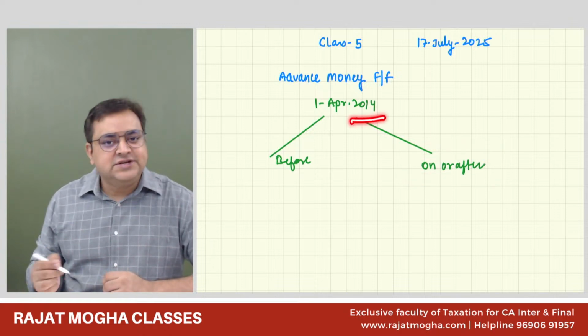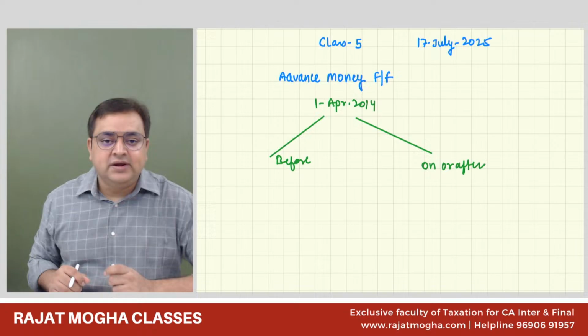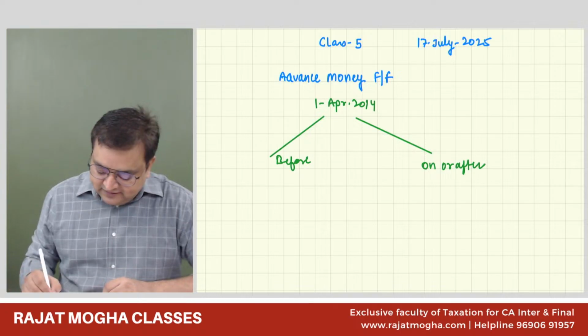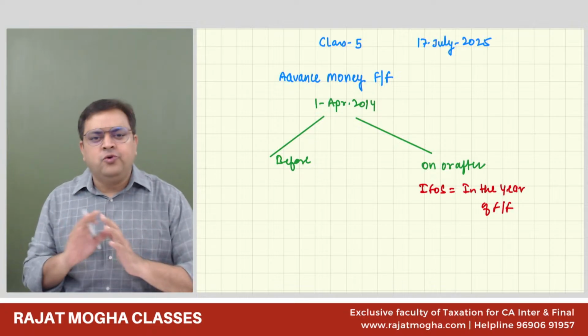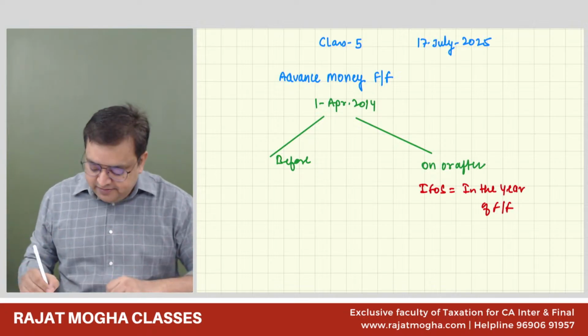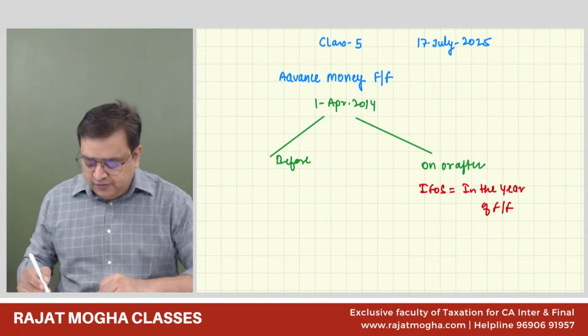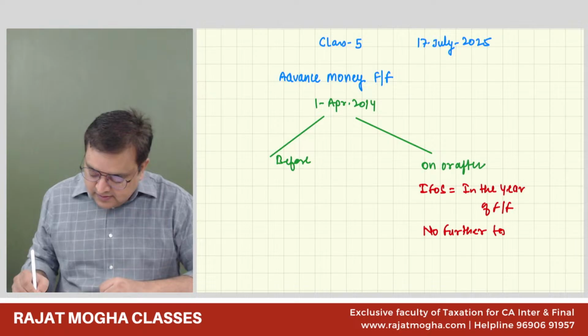So you know that if it is forfeited on or after this date, at this point of time, there was a change in IFOS. IFOS has said it will become taxable income in the year of forfeiture. So it would be taxable under IFOS. It will become the IFOS income in the year of forfeiture, and no further treatment. Whenever you'll be selling it or anything else you would be doing, no further treatment. Just make it IFOS income in the year of forfeiture.